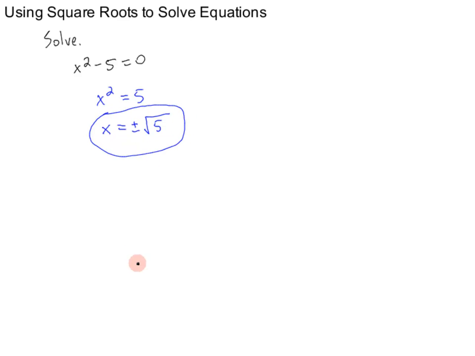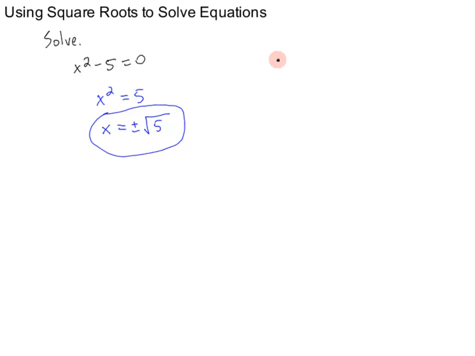Now, the nice thing about this is now you can solve equations like x squared minus 5 equals 0. You know, this doesn't factor, so instead, get what's squared by itself, so add the 5, take the square root of both sides, not forgetting the plus or minus, and x is plus or minus the square root of 5, and you leave it like that because you can't simplify the square root of 5. So there are two solutions in this case as well.